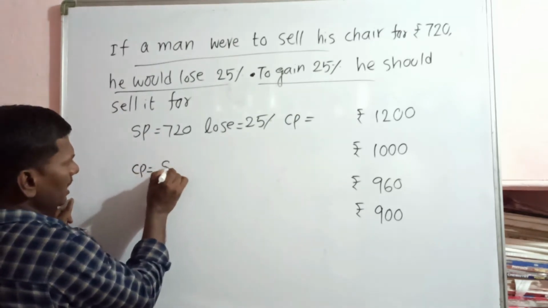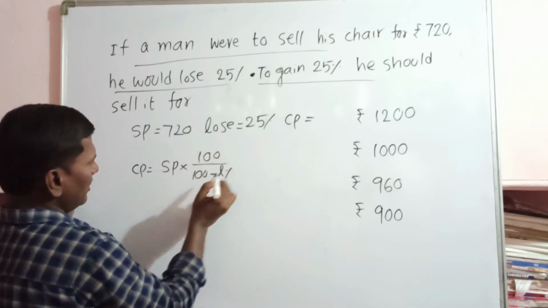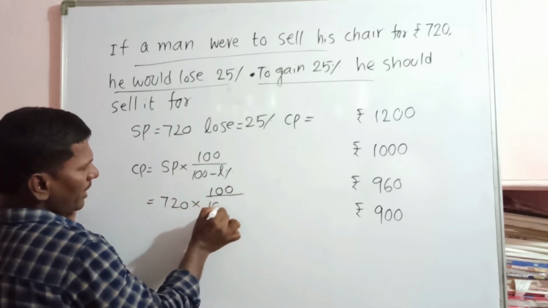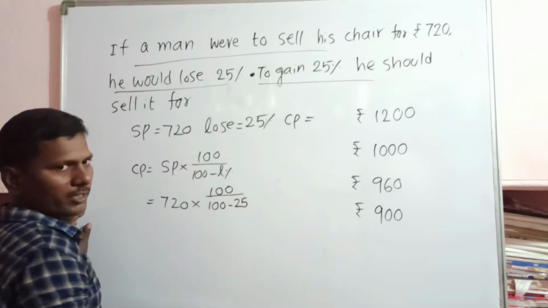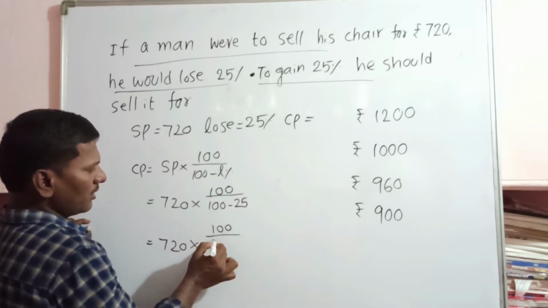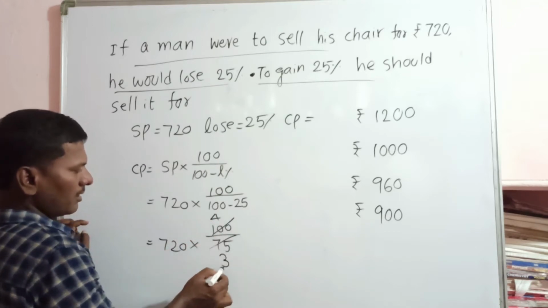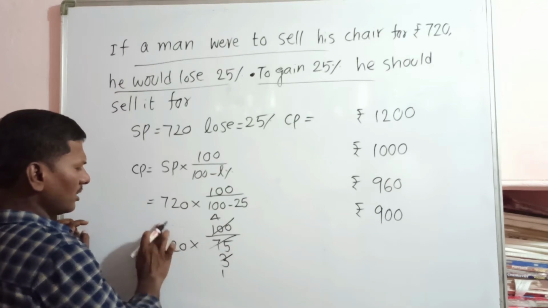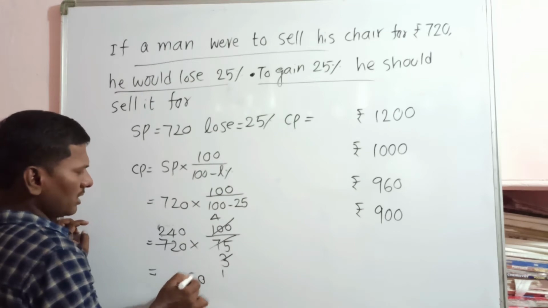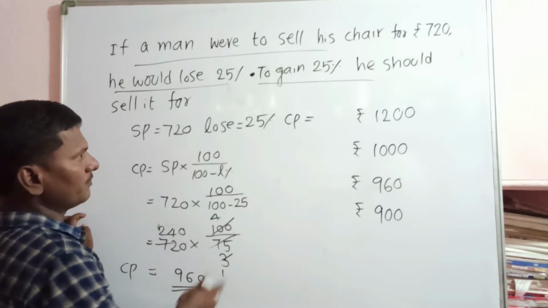Now CP is equal to SP into 100 by 100 minus loss percentage. Selling price is 720 into 100 by 100 minus the loss percentage, 25. So 720 into 100 by 100 minus 25, that is 75. 25 fours, 25 threes. Again 3 ones, 3 twos are 6, 3 fours are 12. 4 fours are 16, 4 twos are 8. Cost price is 960.